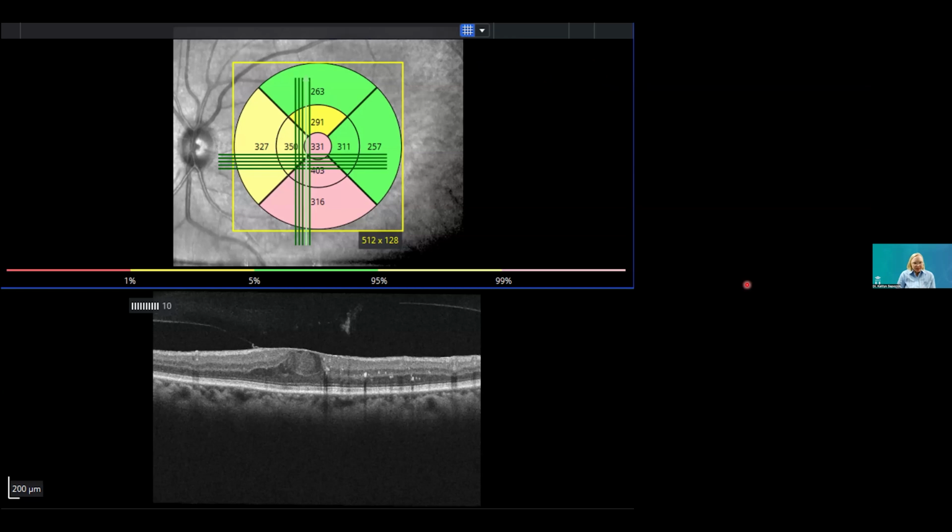When we look at our OCT, however, and this is an example from the Cirrus OCT, just to point out how different OCTs look, and this is in the Forum Retina workspace.